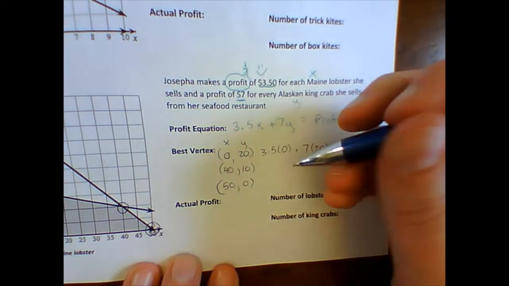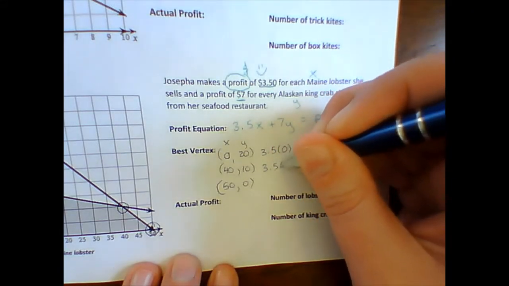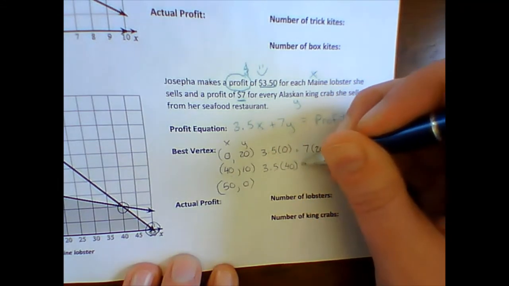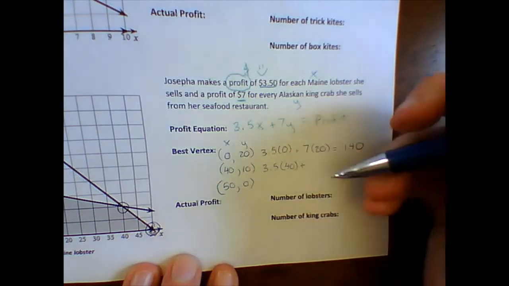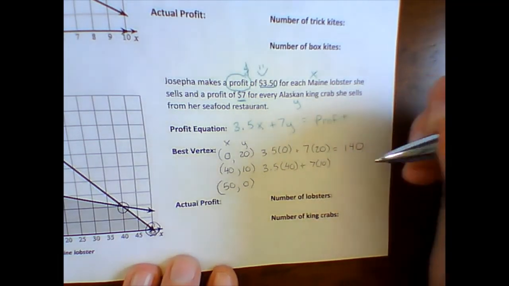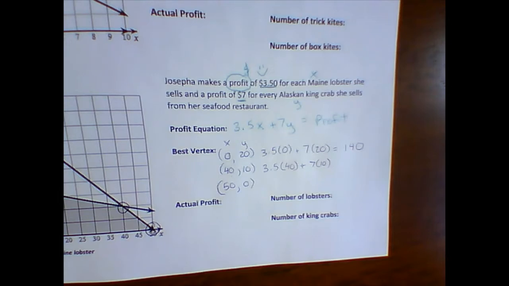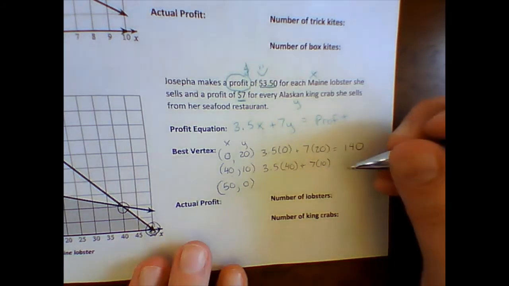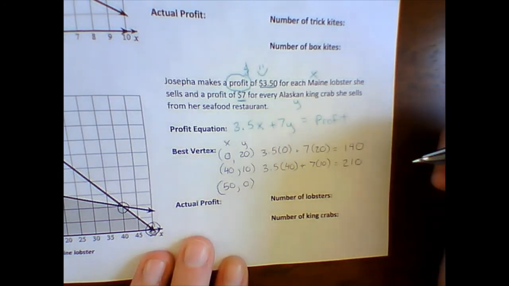Next corner, we're going to take the 3.5 and plug in 40 for X and 10 for Y. And this is where we grab the calculator if we're a little uncertain about what 3.5 times 40 is. And then we will add it to 7 times 10. That part's going to be 70. And we'll get a final answer. And you can do that entire thing in the calculator all at once if you want. When you add them both together, you end up with 210.